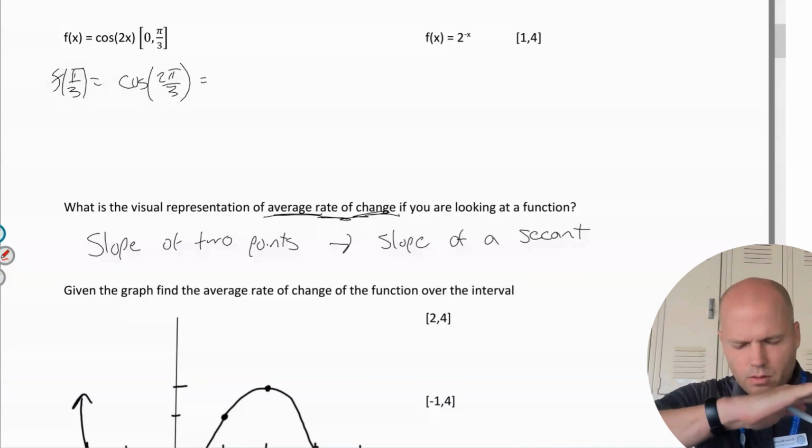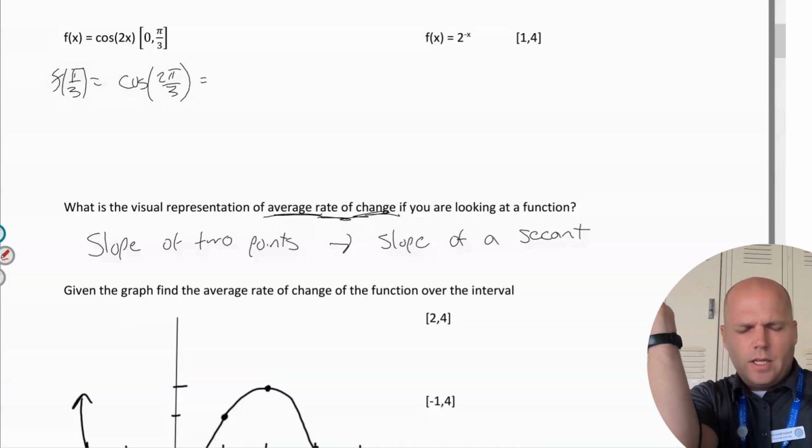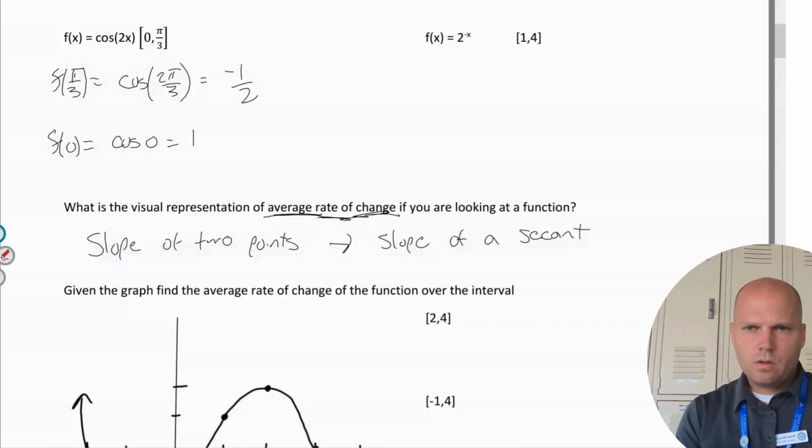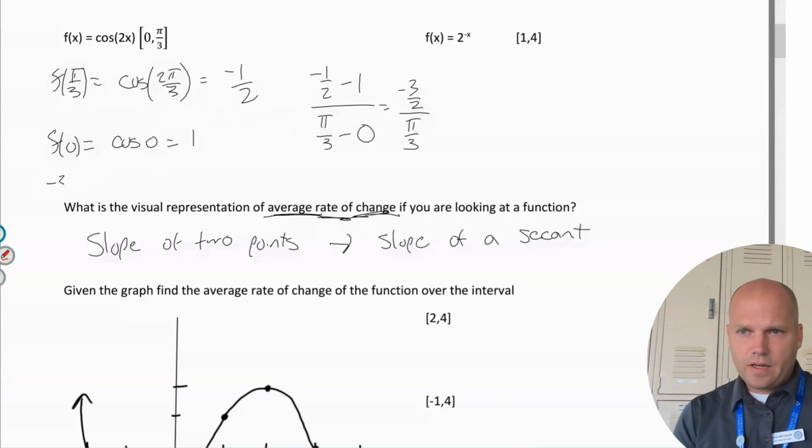Let's think 0. Okay, 2 pi over 3 is in the second quadrant. Cosine, SOHCAHTOA, the adjacent, negative a half. So a 30, 60, 90 triangle. y2 minus y1, x2 minus x1. I get negative 3 halves over pi over 3. Keep change flip. Negative 3 halves times 3 over pi gives us negative 9 over 2 pi.